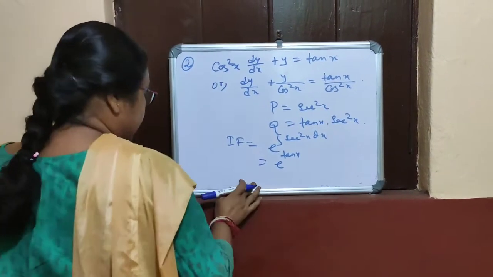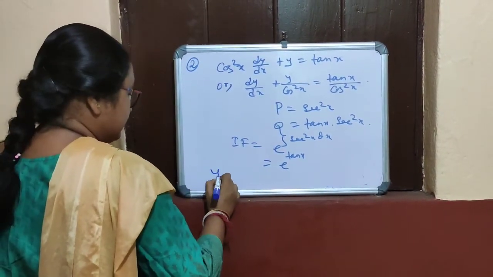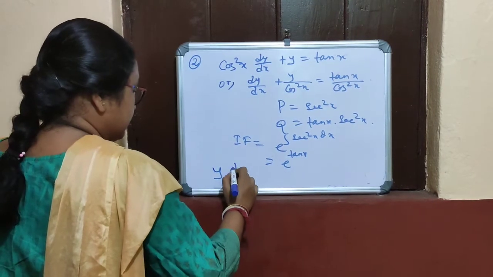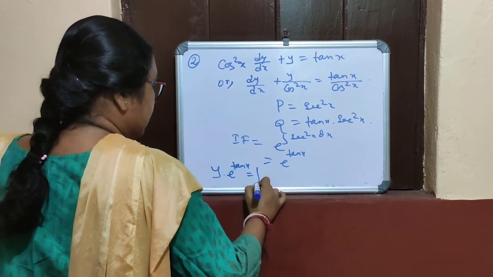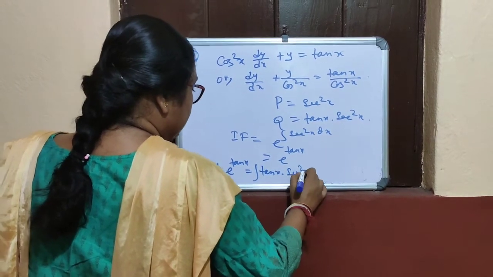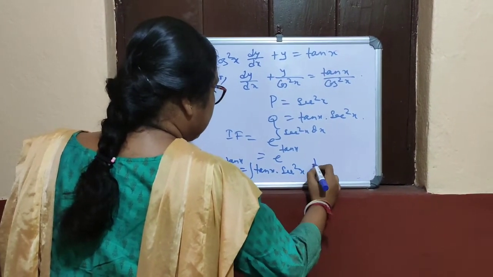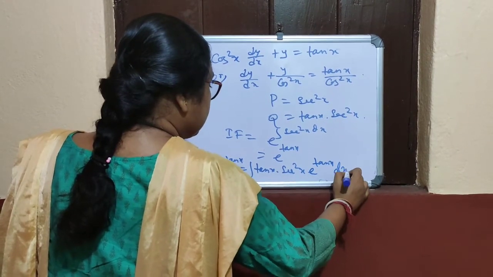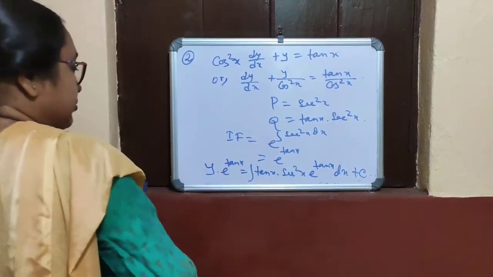Now my required answer is y into integrating factor, meaning e to the power tan x, is equal to integration of q, meaning tan x into sec square x, into integrating factor e to the power tan x dx, plus c. Now go to the integration.